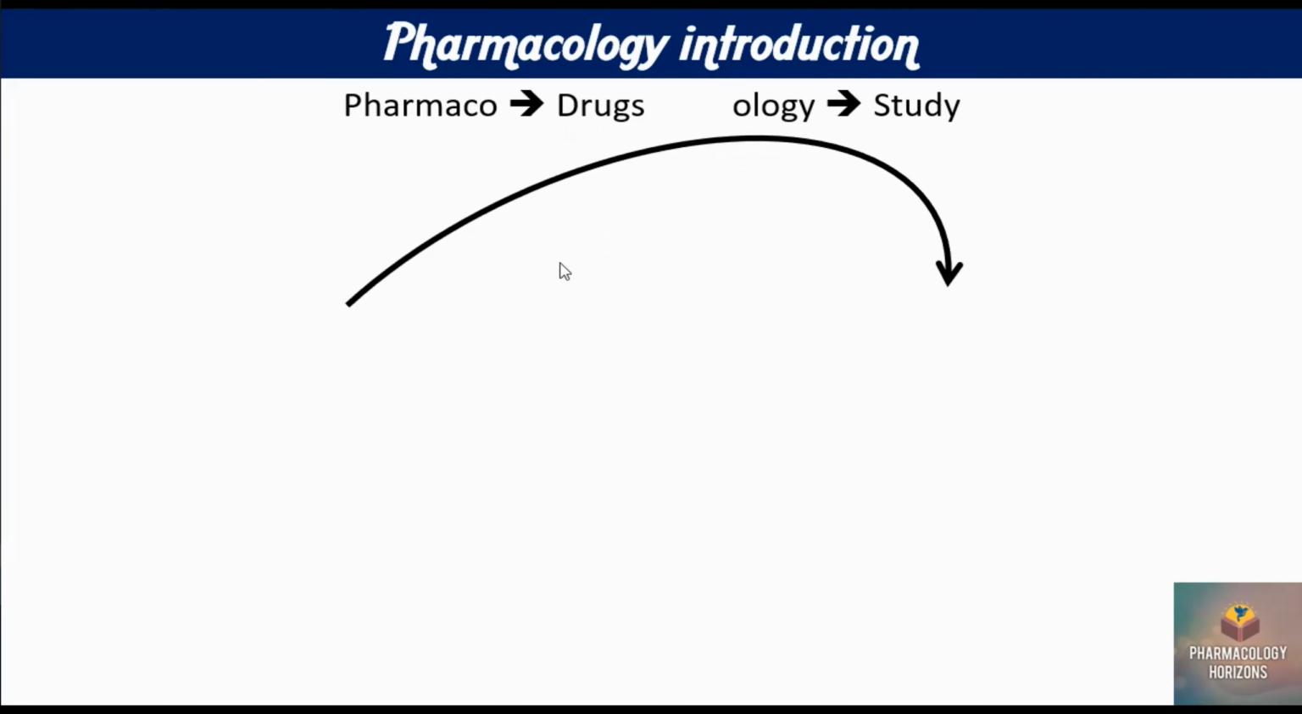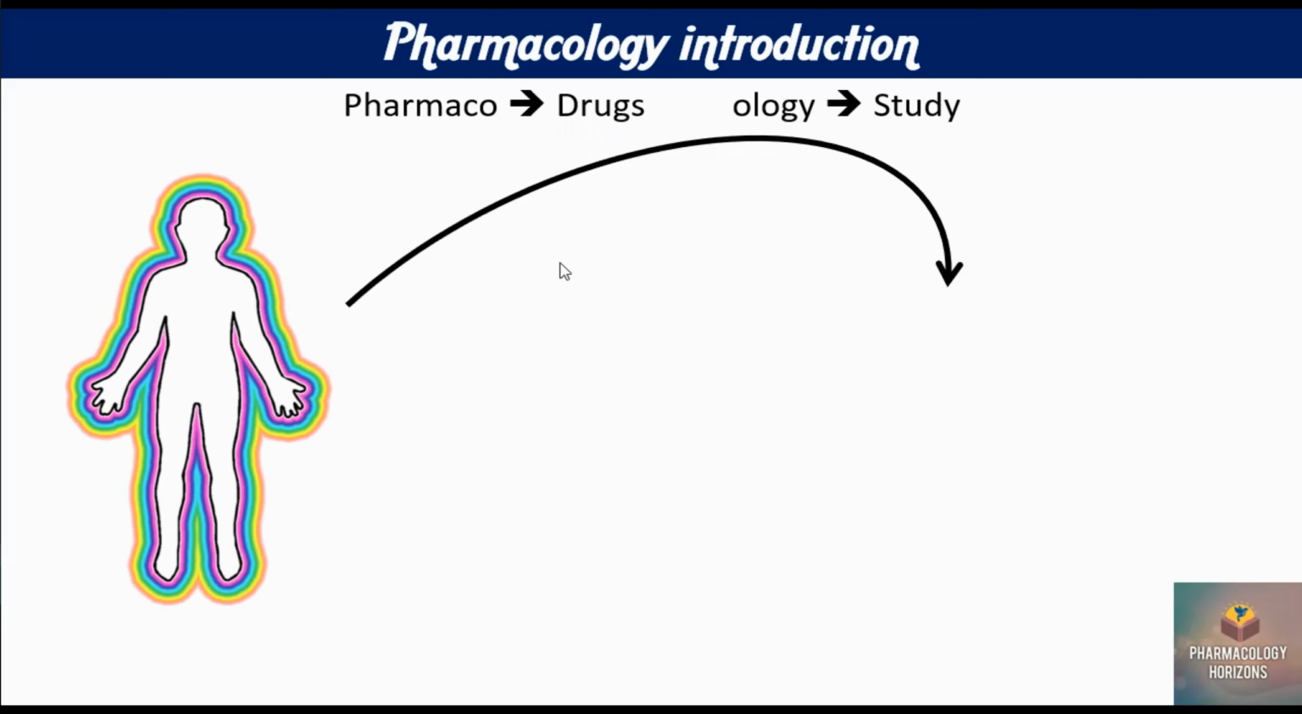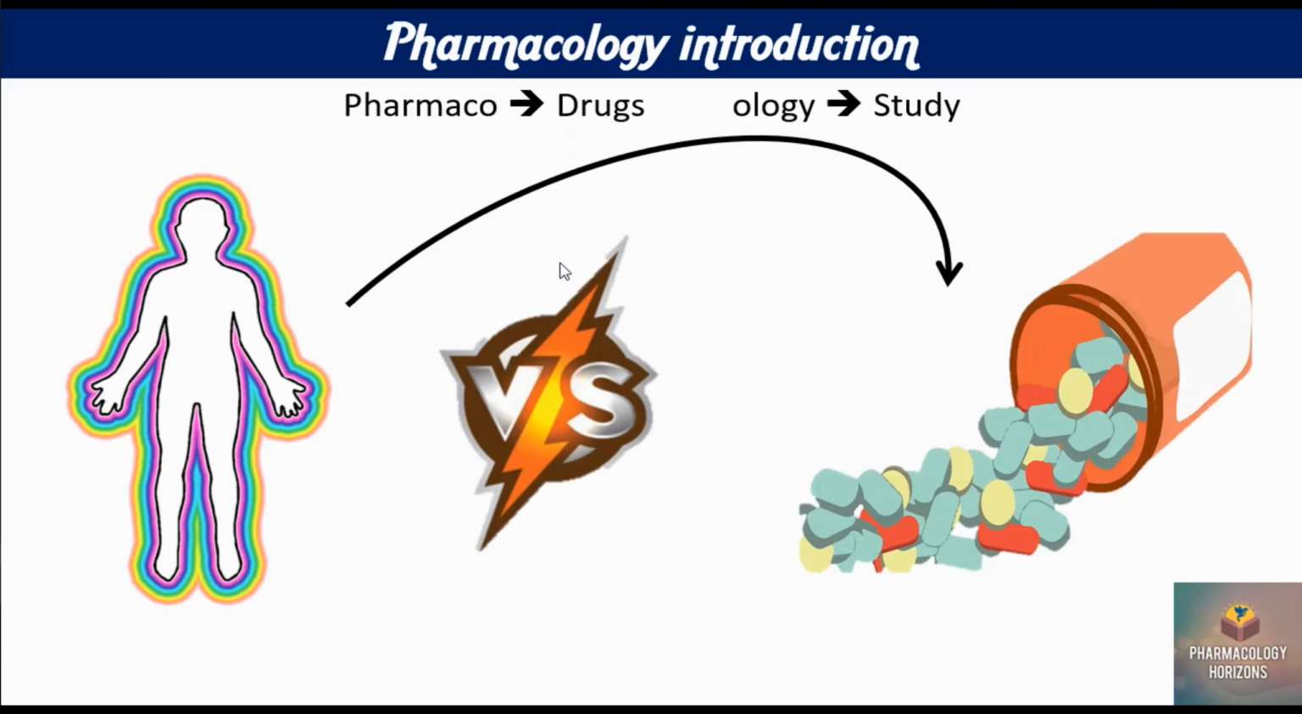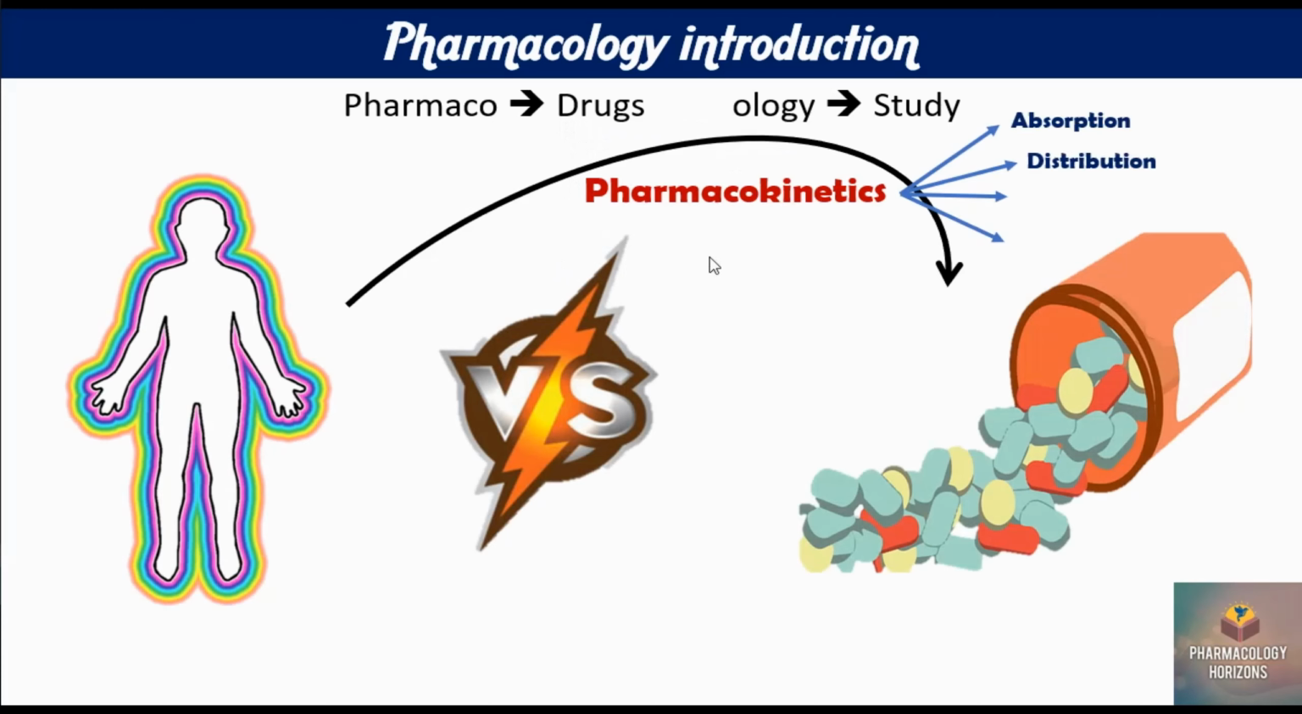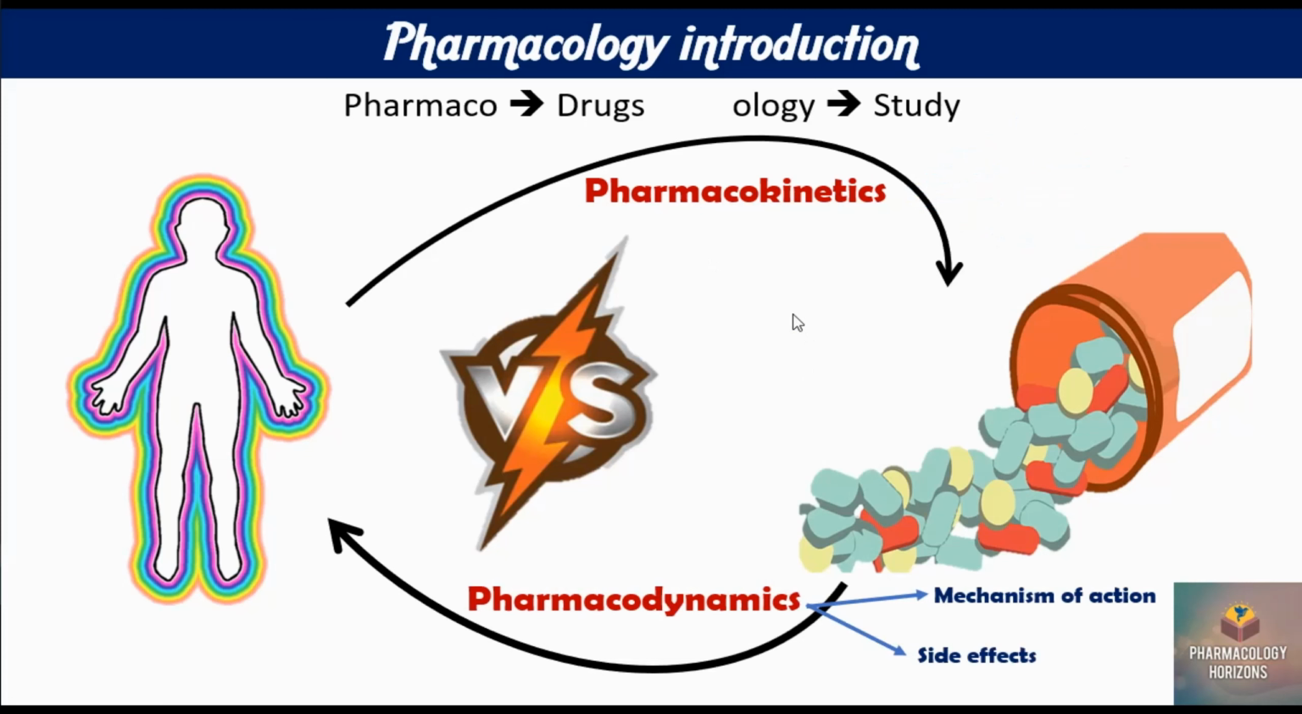The relationship between the human body and drugs is like a fight, where both of them try to impose their own control over the other. The human body tries to manipulate the drug in four processes, which are absorption, distribution, metabolism, and excretion, collectively known as pharmacokinetics. On the other hand, the drug also tries to impose its own control and exert an effect on the physiology of the body organs. This is called pharmacodynamics, through which we are going to know all about drug mechanism of action and its side effects.